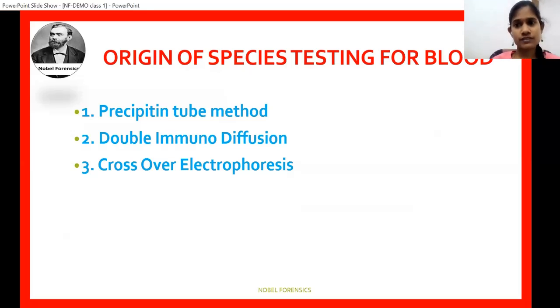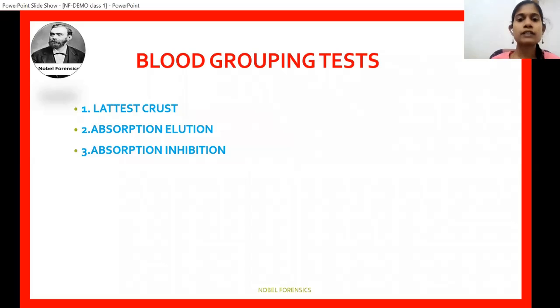Then origin of species testing for blood. After confirming the stain as a blood stain, we go for species testing, the origin of species testing. There are three tests I added here: the precipitin tube method, double diffusion or double immunodiffusion, and then crossover electrophoresis. These are the tests for origin of species. Then blood grouping tests.